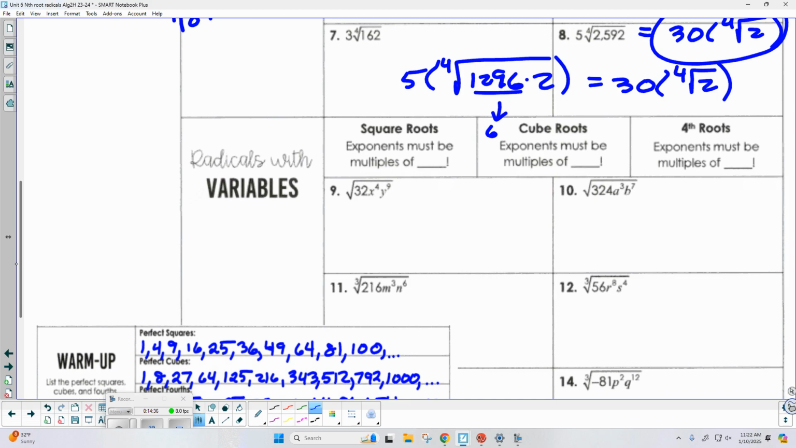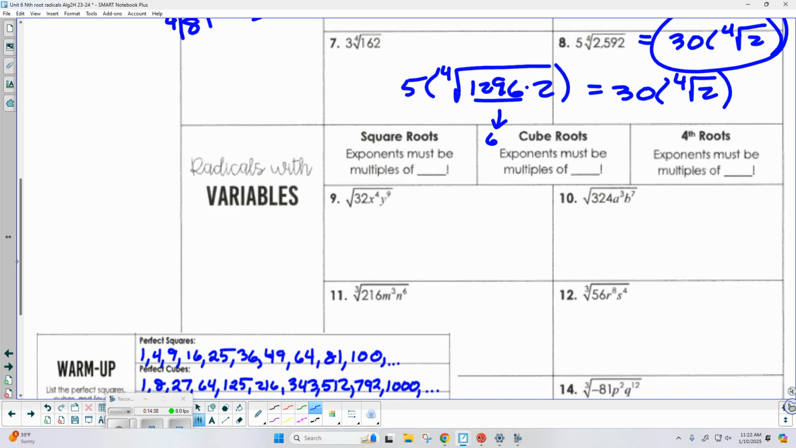All right, our last section. Now we're going to include variables. But even though you're throwing variables in there, this is still really easy. You just got to remember one thing. Let's fill in these blanks. Square roots, the exponents must be multiples of 2. Cube roots, the exponents must be multiples of 3. And fourth roots, the exponents must be multiples of, what do you think? 4. There you go. That's exactly right.